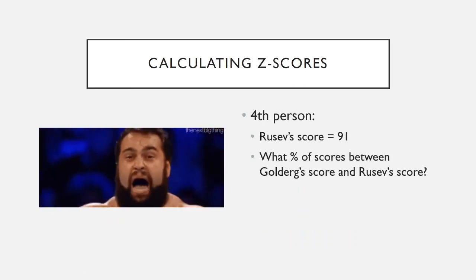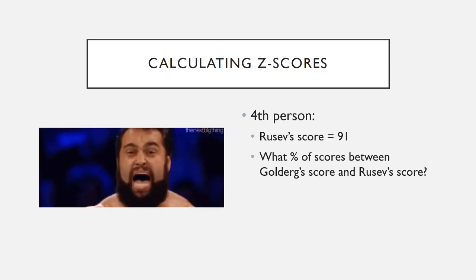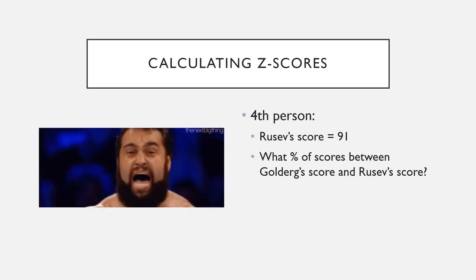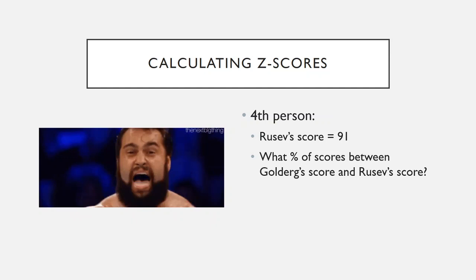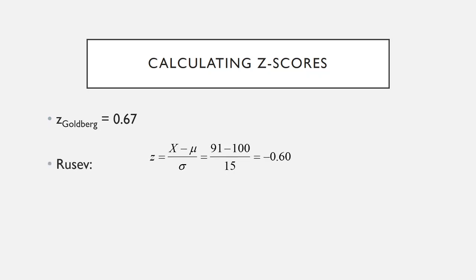Okay, let's try another one. Let's say we add a fourth person who doesn't do quite as well on the IQ questionnaire. We add Rusev. He gets an IQ score of 91. Now, what if we wanted to ask what percentage of scores were in between Goldberg's and Rusev's? It's going to be similar, but slightly distinct towards the end. Once again, the basic process of conversion into z-scores needs to happen first. We already know Goldberg's. We need to calculate Rusev's.